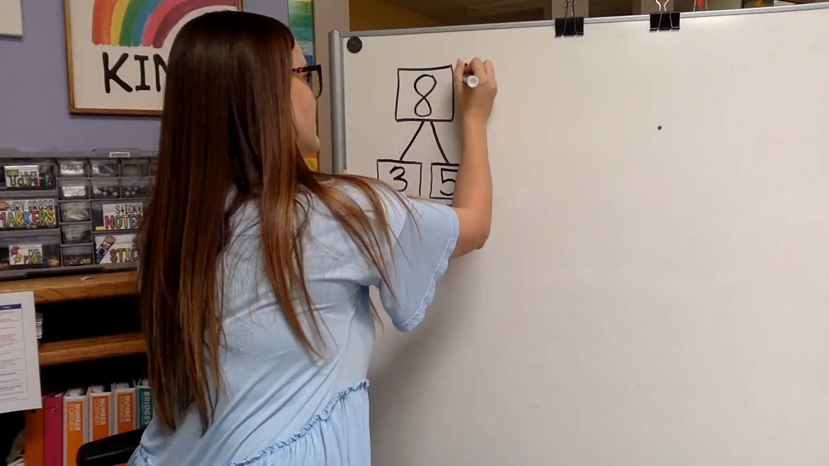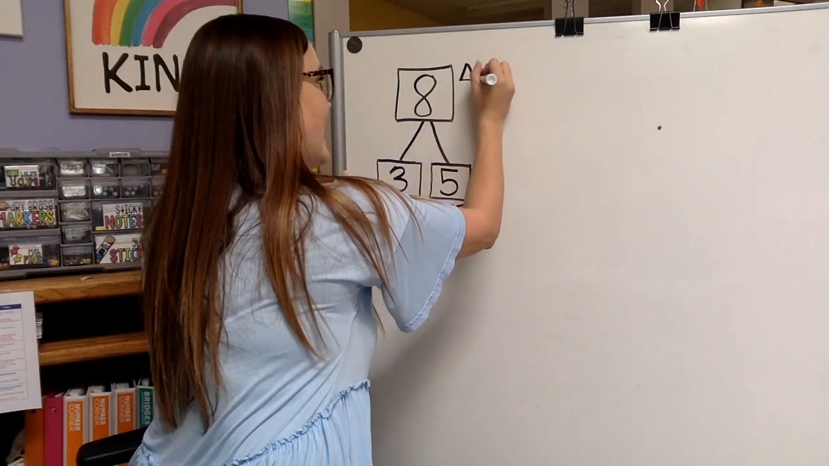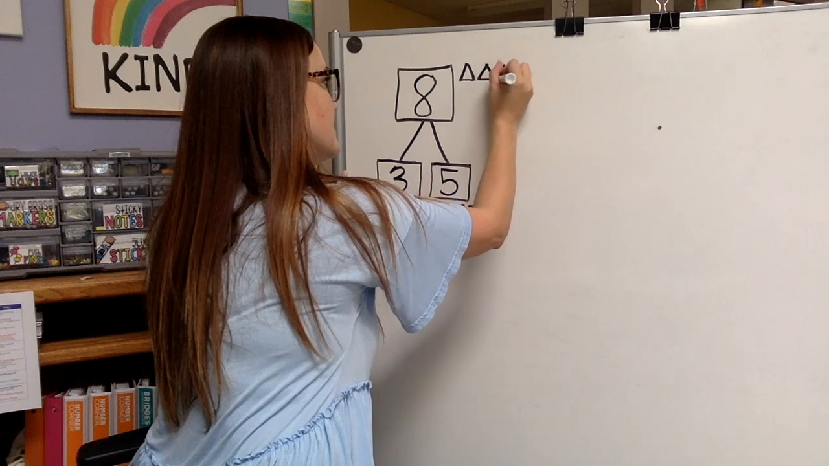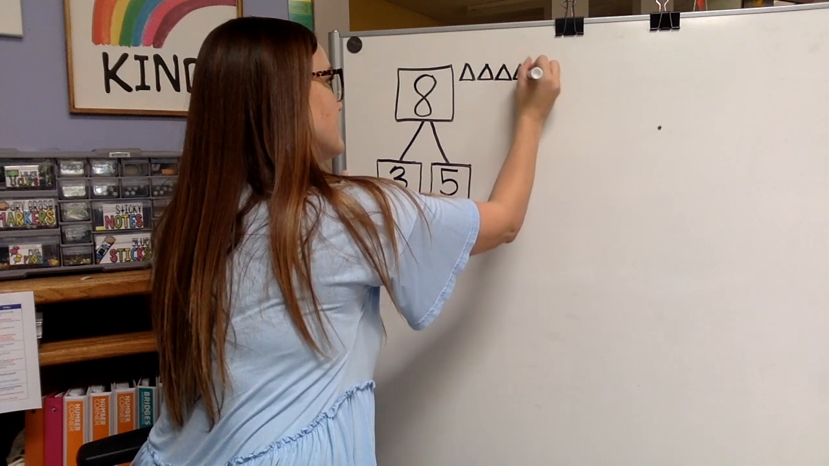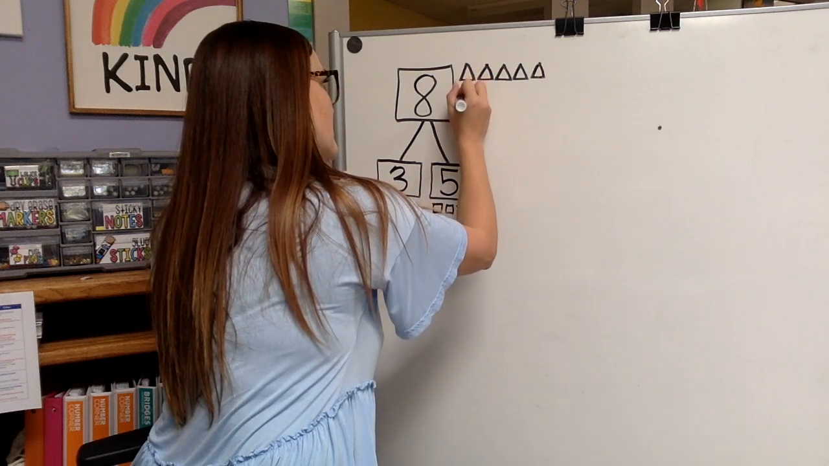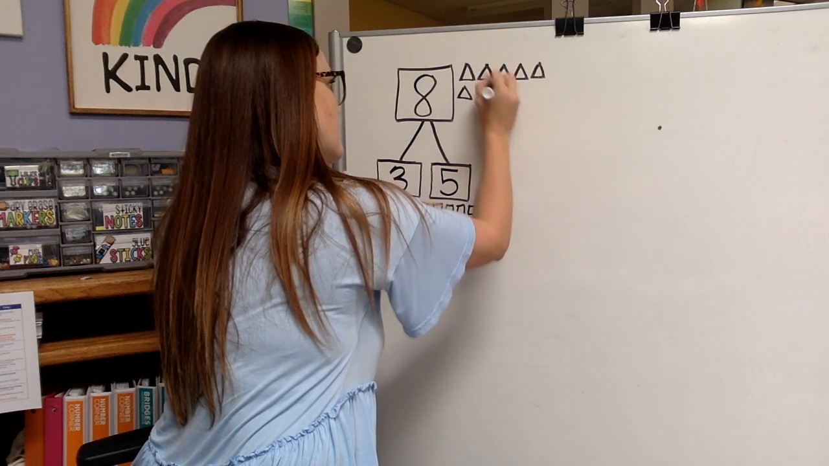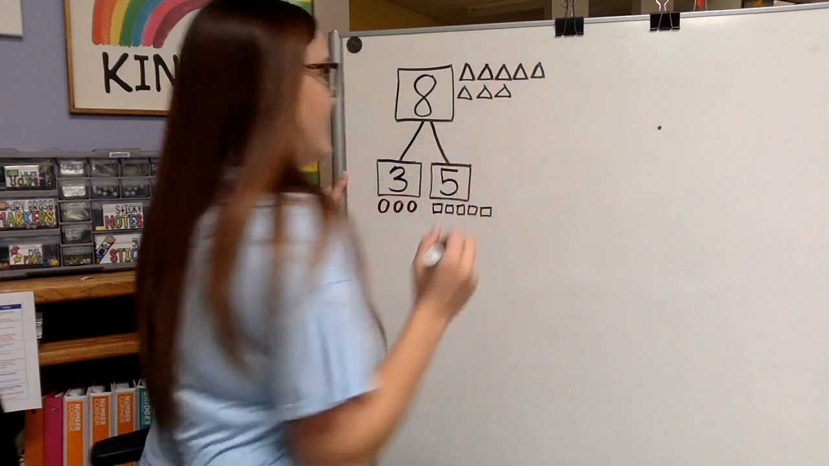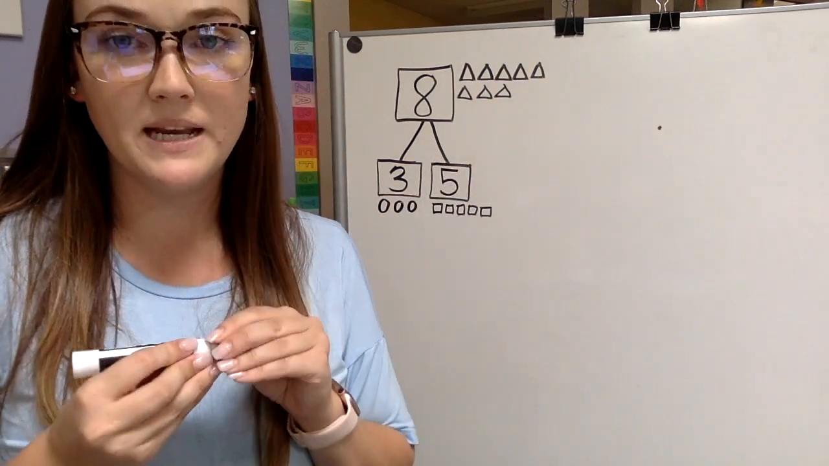Ready? We are drawing 8 quick triangles. Not too big to make sure they can fit. I did 5 on the top and then I kept going on the bottom to make them nice and organized.